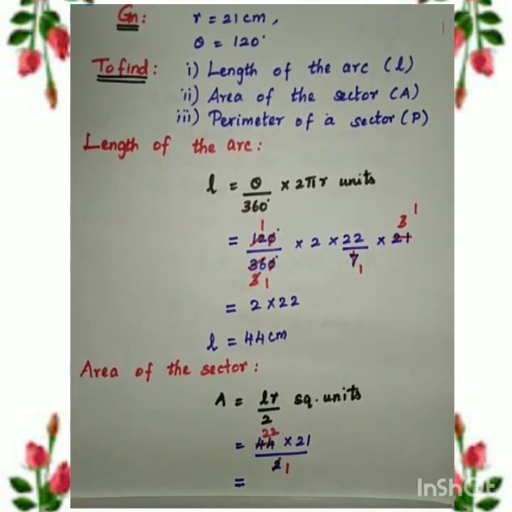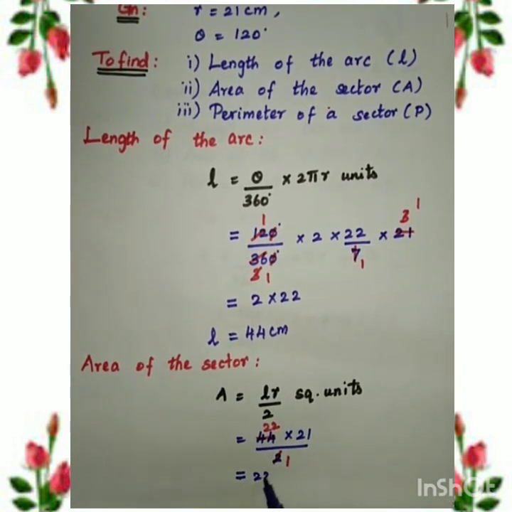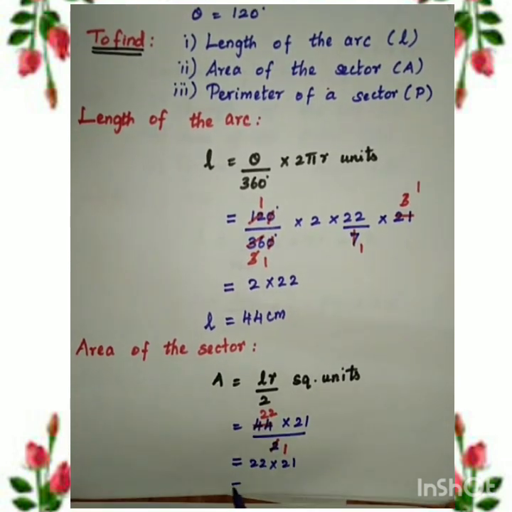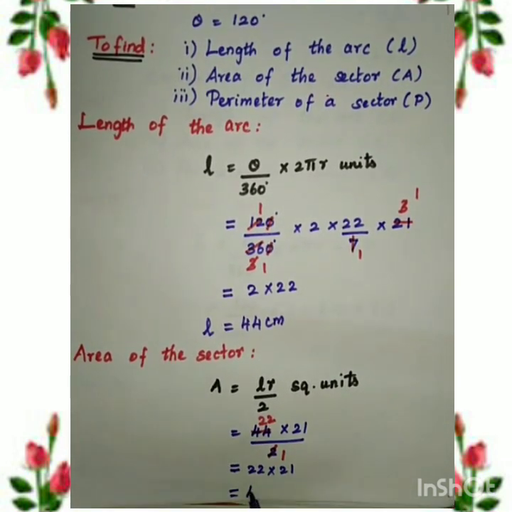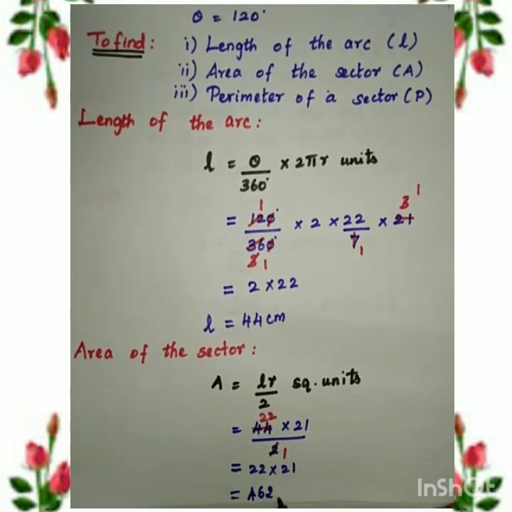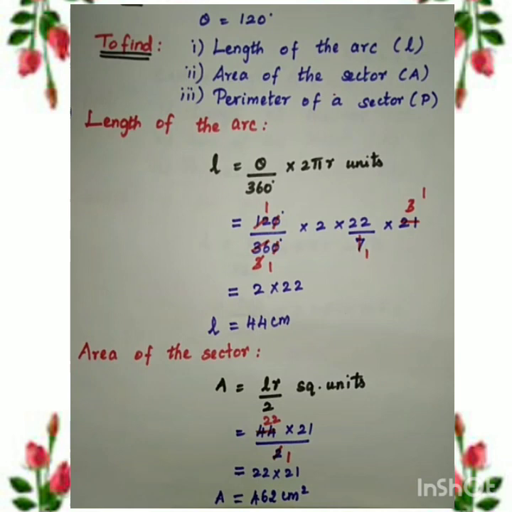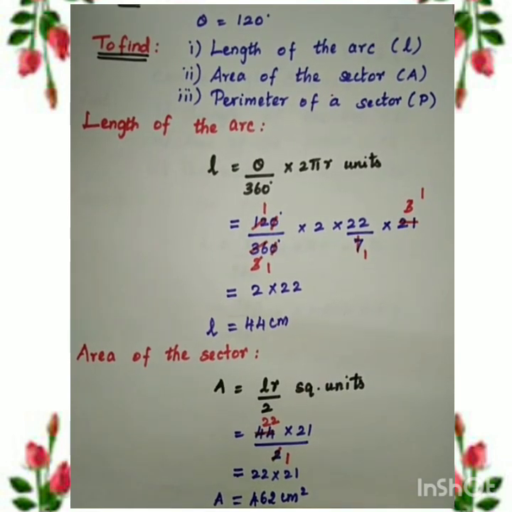So the numerator is 22 into 21. After multiplying, 22 into 21 is 462 centimeter square. So area of the sector is 462 centimeter square.